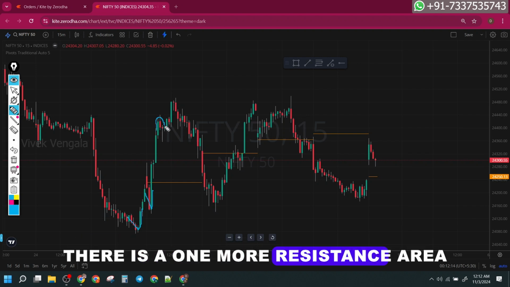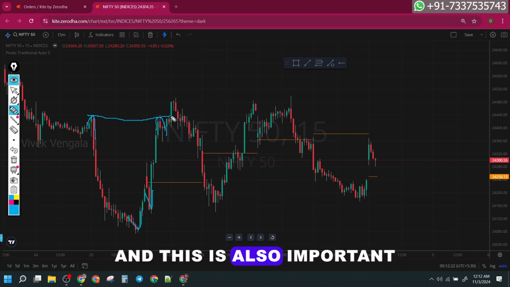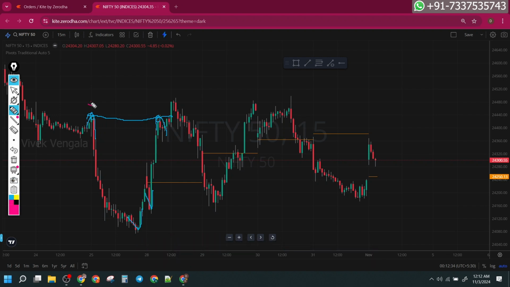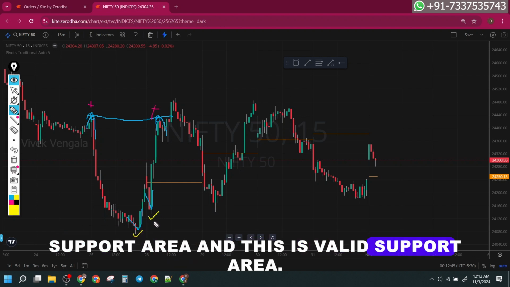There is one more resistance area here, which collides with this selling area, and this is also important until it is broken. Once it is broken, this area and this area are not valid anymore. These two areas are not valid, and this is a valid support area and this is a valid support area.